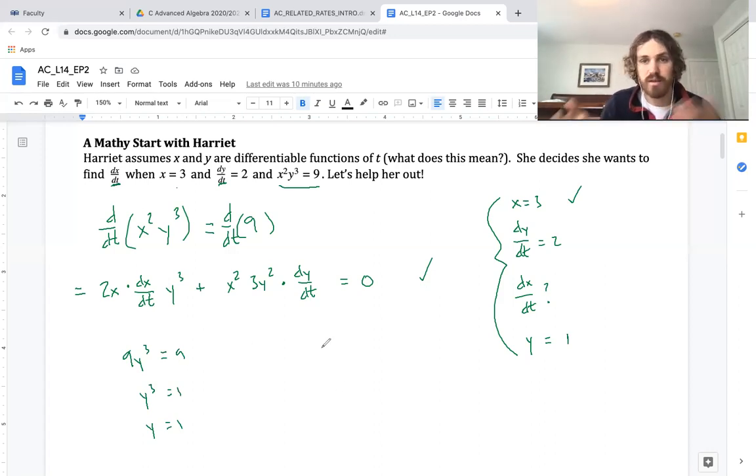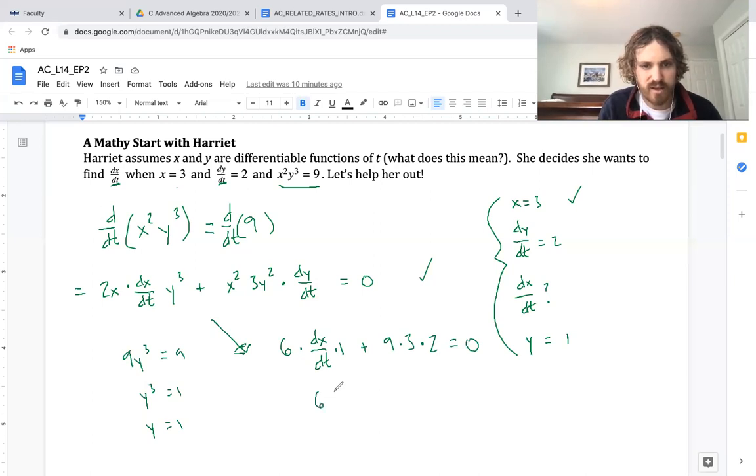Now I can basically plug everything in and solve for what I want. So since x is 3, I can plug that in. So I'm plugging things in from this equation now. I should get 6 times dx dt times y cubed, which is 1, plus x squared, which is 9, times 3 times 1 times dy dt, which is 2, equals 0. Now I've got 6 dx dt plus 18 times 3, which is 30 plus 24, or 54, equals 0.